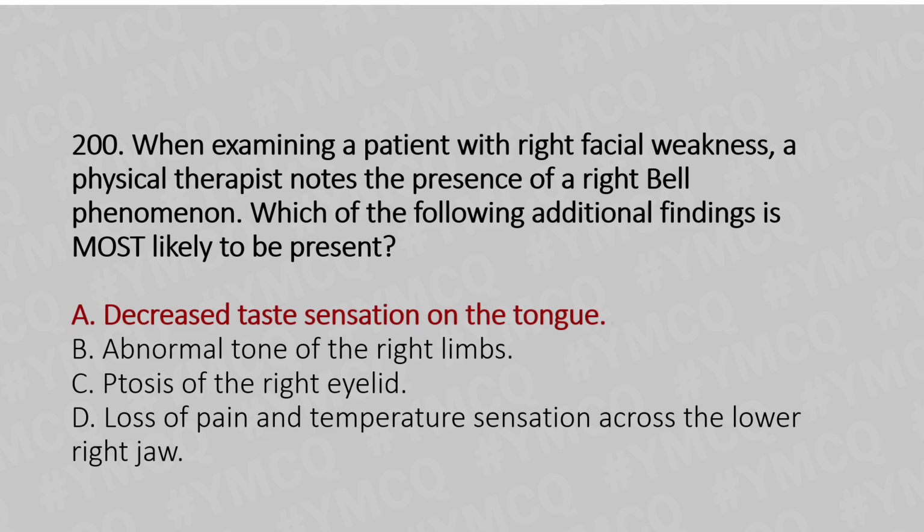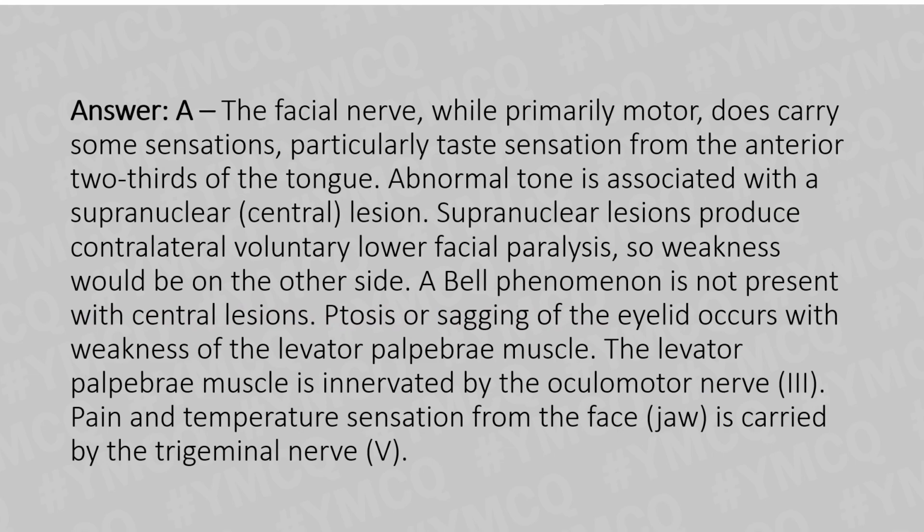Option A. Decreased taste sensation on the tongue. Explanation to this answer is: the facial nerve, while primarily motor, does carry some sensations, particularly taste sensation from the anterior 2/3 of the tongue. Abnormal tone is associated with a supranuclear, central, lesion. Supranuclear lesions produce contralateral voluntary lower facial paralysis, so weakness would be on the other side.